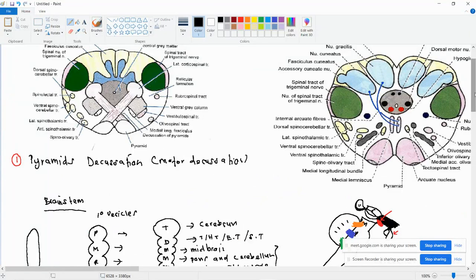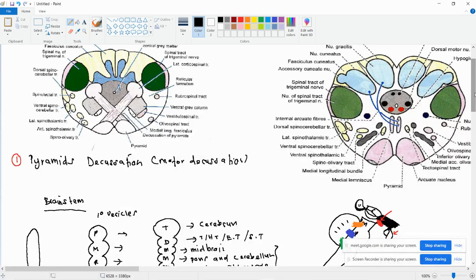Actually, there is a lot of structure here, class. But don't worry, we try to simplify this diagram so that you should know the most important thing. The first structures that you should know is the internal anatomy of the medulla oblongata. We divide your medulla oblongata based on three regions.